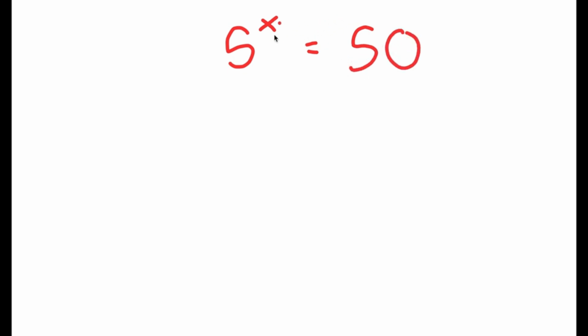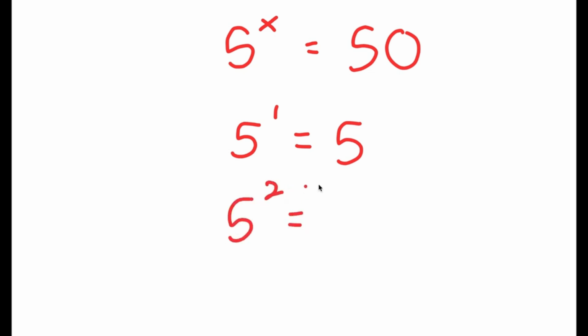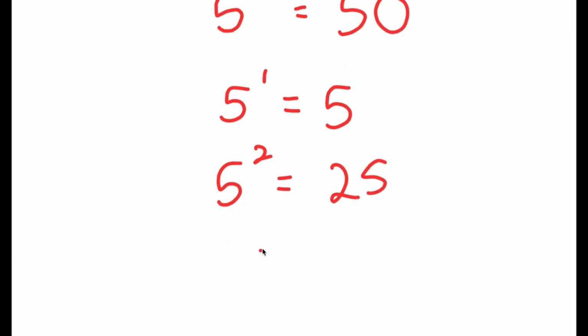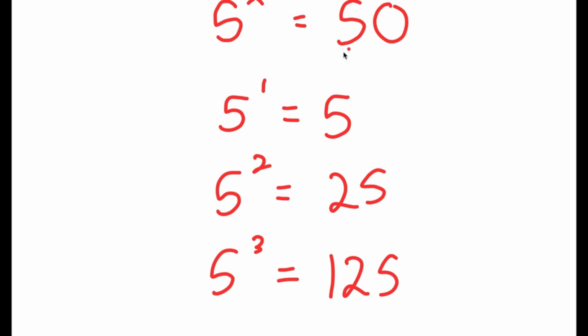So to first start with this problem, let's test different values of x. If x is 1, then I get 5 to the power of 1, which is equal to 5, and this is too low. Now if x equals 2, I get 5 to the power of 2, which is 25, and this again is too low. Now if x equals 3, then I have 5 to the power of 3, which is 125, and this is way too high. So we know that the value of x is going to be somewhere in between 2 and 3, meaning it's going to be a decimal.